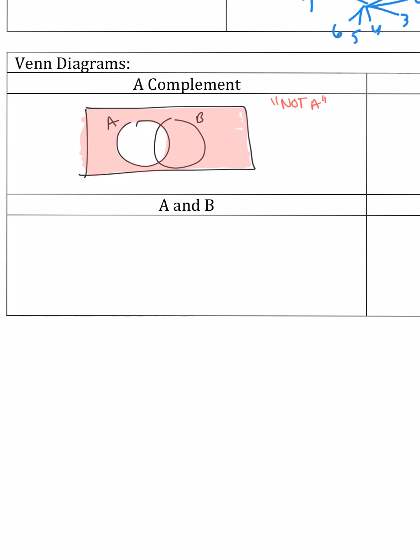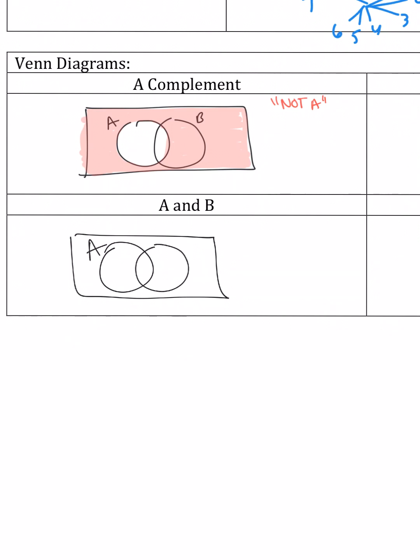A and B now, remember, that is only the outcomes that these things have in common. So it's the intersection. A and B. This is A or B.